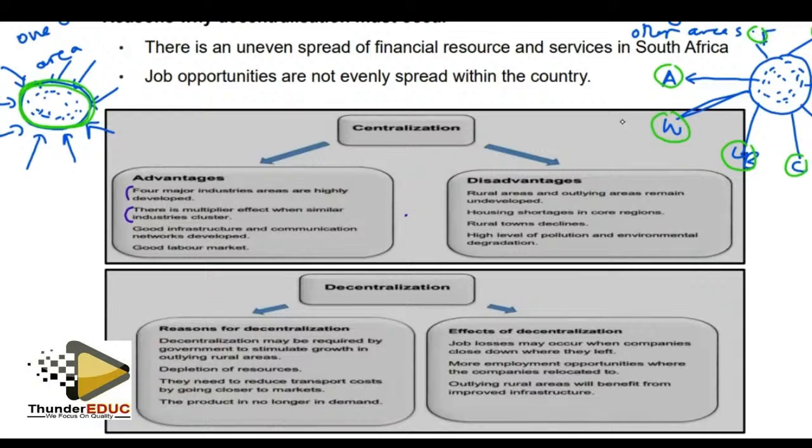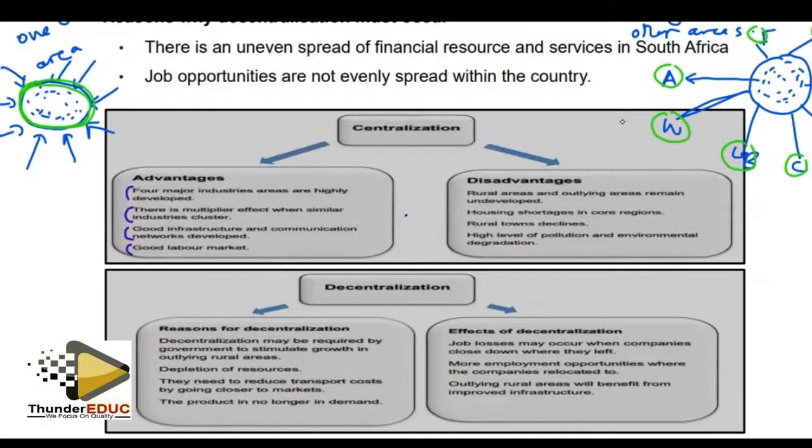Also, good infrastructure and communication is being promoted when industries are clustered in a particular area. So that area will develop better infrastructure and as well a good labor market. Industries won't struggle to look for workers because they know if they're within a given area, many people would cluster in that particular place, resulting in high job creation.